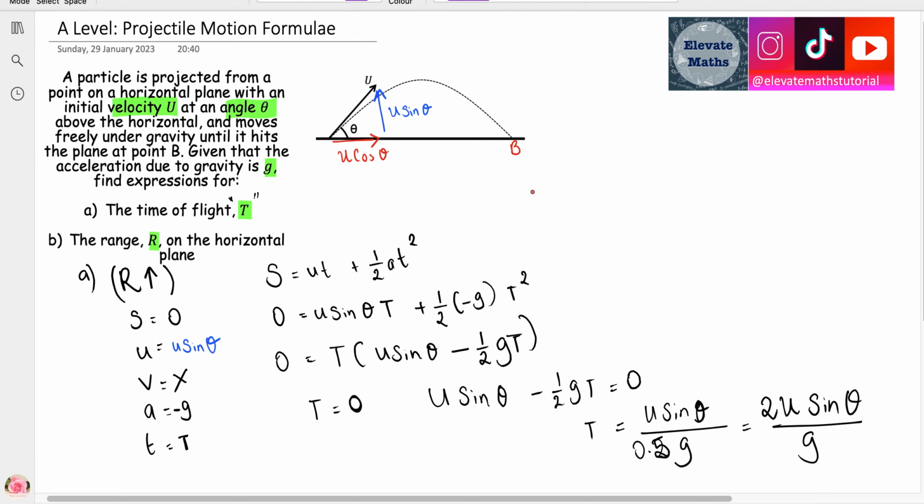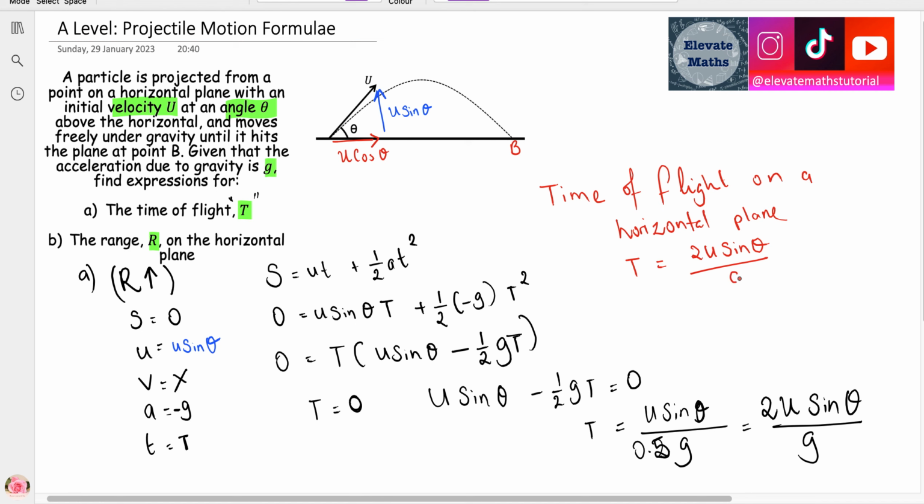I'm just going to rewrite that. So the time of flight on a horizontal plane, because you do need to know how to get to it, is equal to, so T equals 2u sin theta over g. Okay.